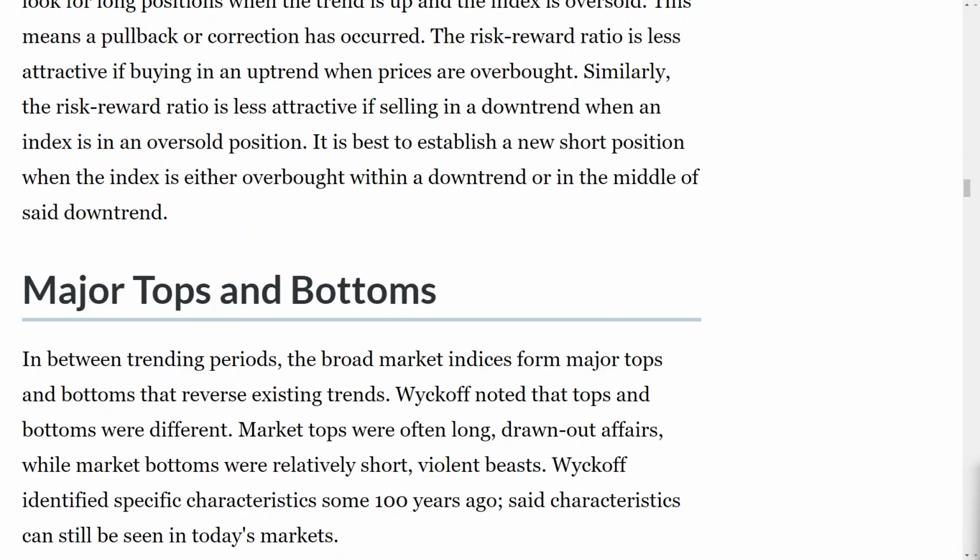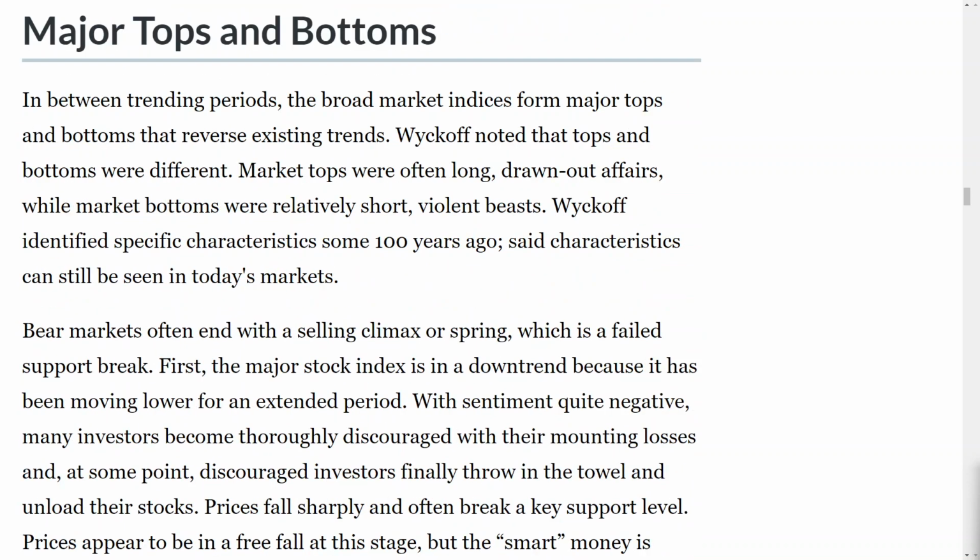Major tops and bottoms. In between trending periods, the broad market indices form major tops and bottoms that reverse existing trends. Wyckoff noted that tops and bottoms were different. Market tops were often long, drawn-out affairs, while market bottoms were relatively short, violent beasts. Wyckoff identified specific characteristics some 100 years ago, and said characteristics can still be seen in today's markets. Bear markets often end with a selling climax or spring, which is a failed support break.